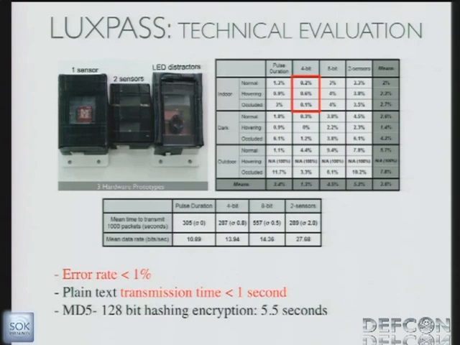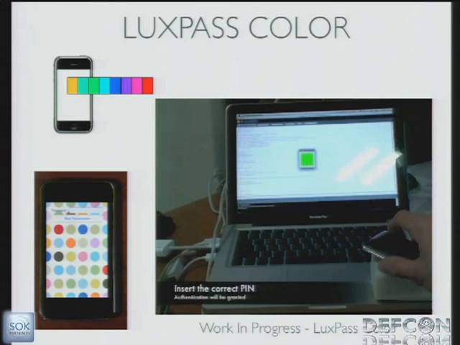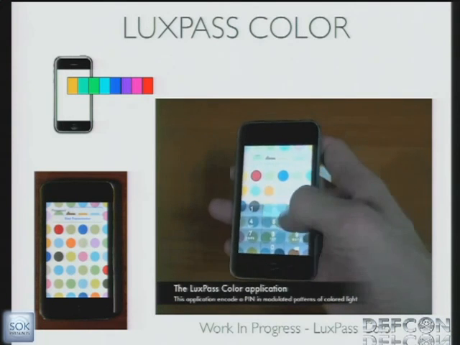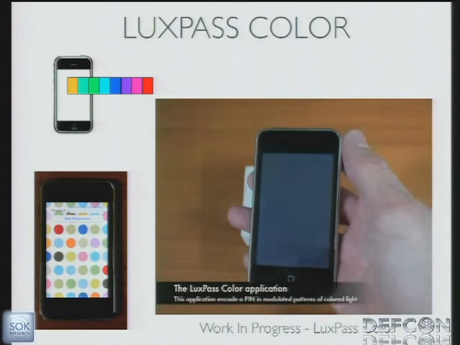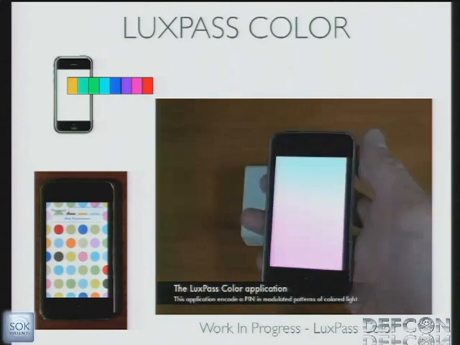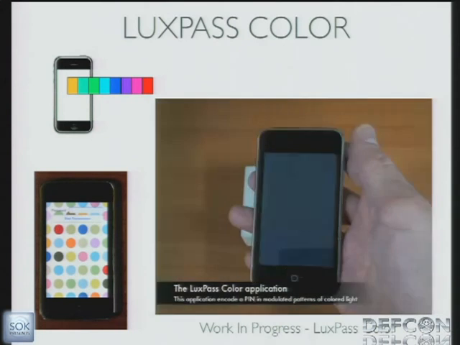And the hardware here is very, very simple: a microcontroller, some LEDs, and a light sensor. Very, very cheap and reliable, with less than 1% error rate. The next version uses the color screen so that more data can be encoded within the same transmission time, so it can be a longer hash, but still usable.